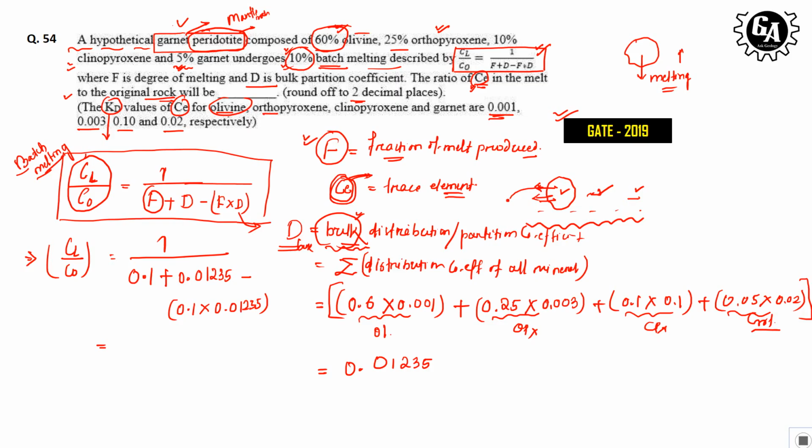This is 1 by 0.1 plus 0.01235 minus 0.1 times 0.01235. So this answer is 8.99968. It is asking to round off up to 2 decimal places, so the answer will be 8.99. This is actually the answer.